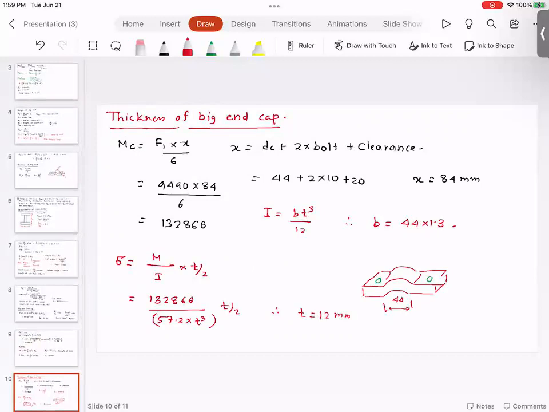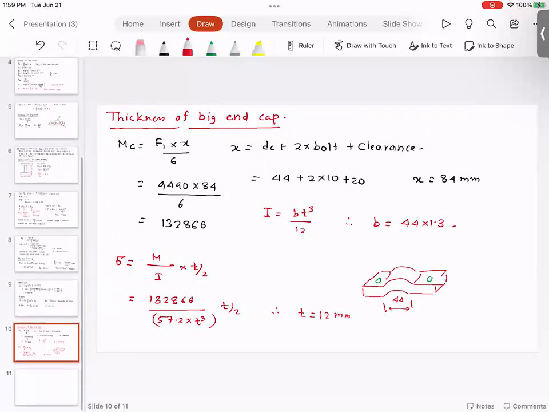To find out the thickness of the big end cap, we look at the bending moment on the connecting rod big end, and the maximum bending moment is equated to the section modulus. So once we equate that, we are going to get the thickness. And this is pretty much design of the connecting rod.